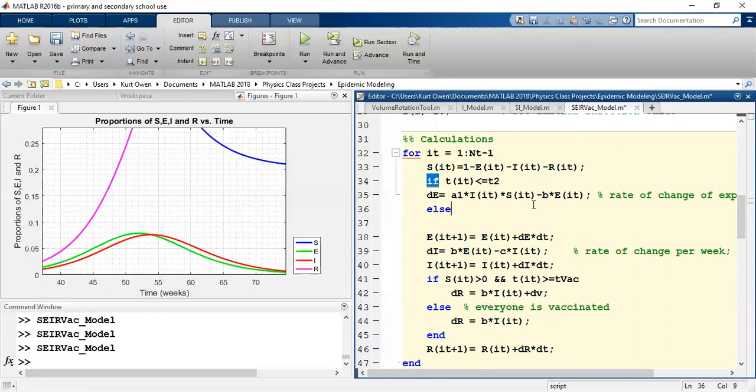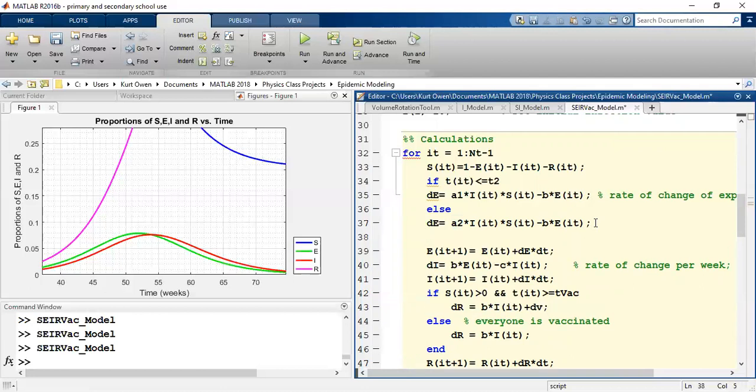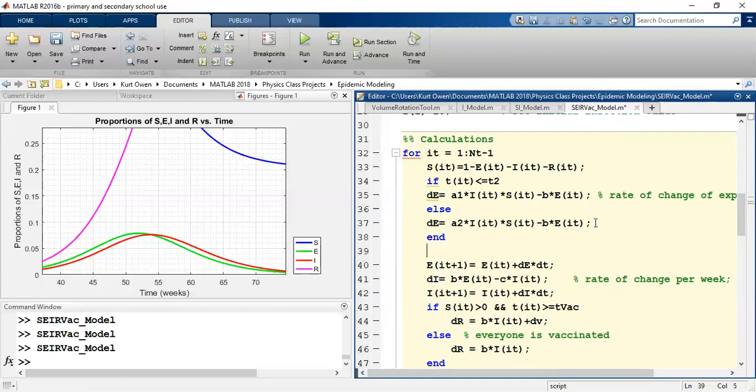We'll have else. That will be any time greater than that. We're going to just copy the same line of code. It would help to do that because all we're going to do is change that to A2. So we'll have a second rate at which the disease will spread and people will become infected, actually go to the exposed pool first, but they will eventually be infected.